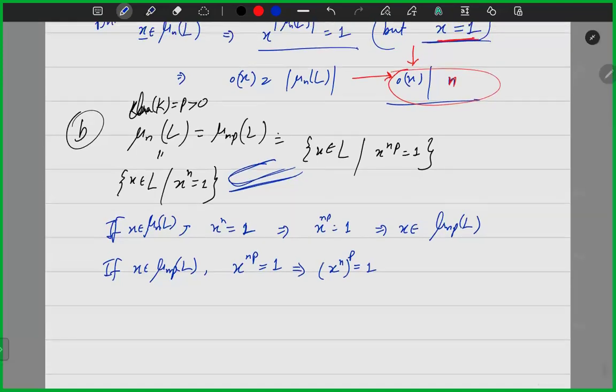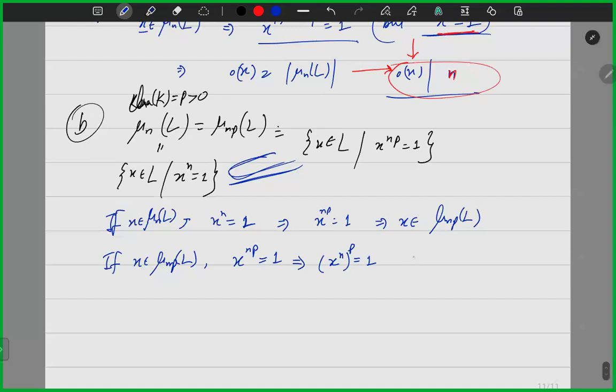But you see, this is happening since x belongs to L*, and then only it is a unit. The order of L* is q minus 1, that is, some power p^k minus 1.